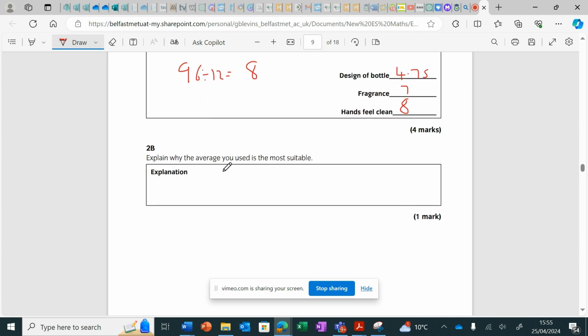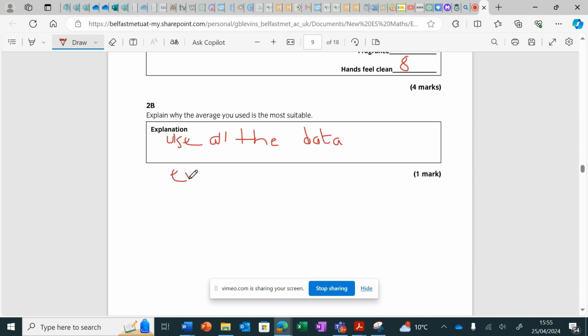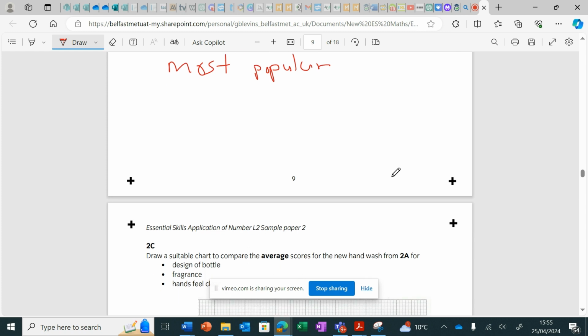Explain when the average used is the most suitable. Well, we would use the mean because it uses all the data. Nobody's getting those sort of questions right, so make sure to revise them in your revision book. It's under the averages section. You'd use the median as it gets rid of extreme values, and use the mode as it's the most popular. You would say, I use the mode as it's the most popular. I use the mean as it uses all the data. I use the median as it gets rid of extreme values.